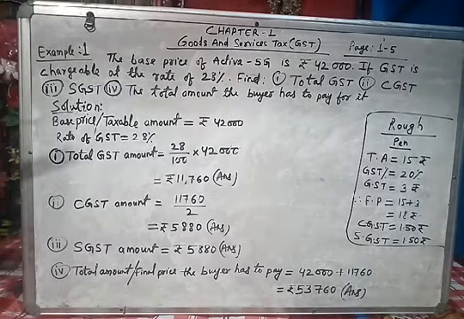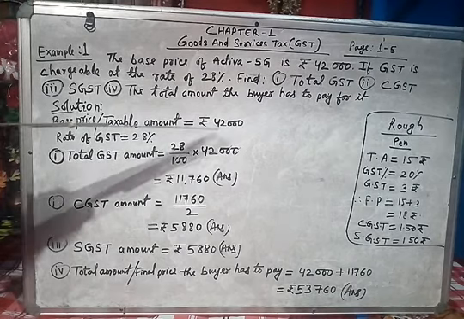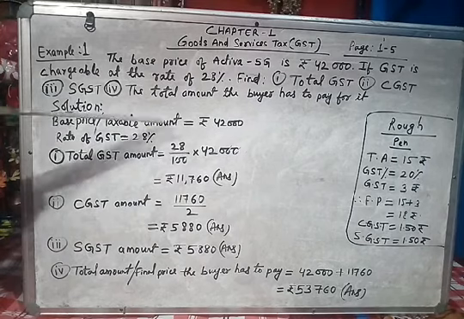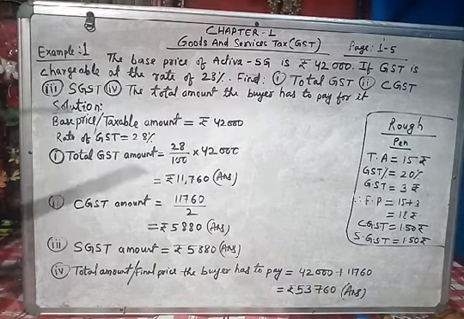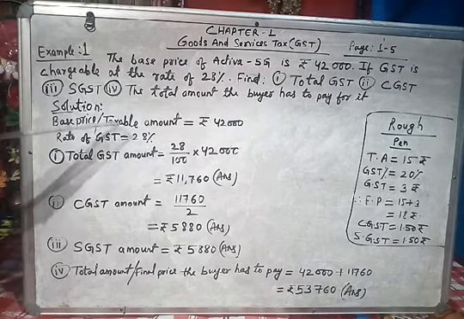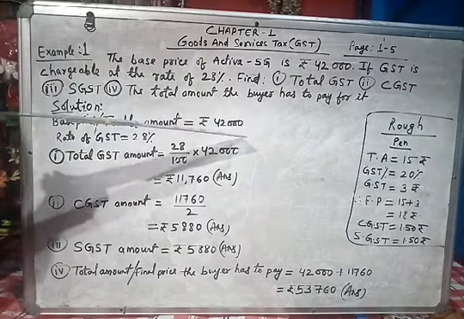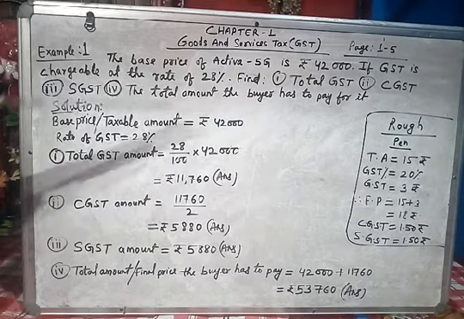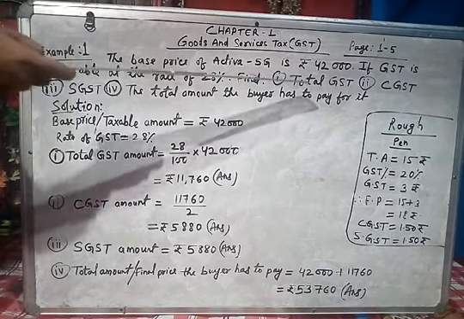So let us start. Solution: base price or taxable amount is rupees 42,000. Children, I wrote one very important thing, base price or taxable amount. That means 42,000 will be our base price, or in technical terms, the taxable amount. That means GST will be charged on 42,000 rupees. Now the rate of GST is 28%. These two things are given in the question. Now you see the answer to question number one, total GST amount. They are asking for total GST.